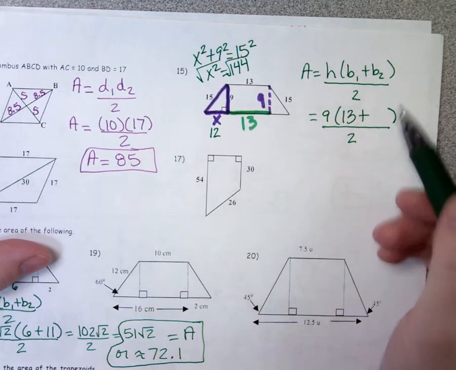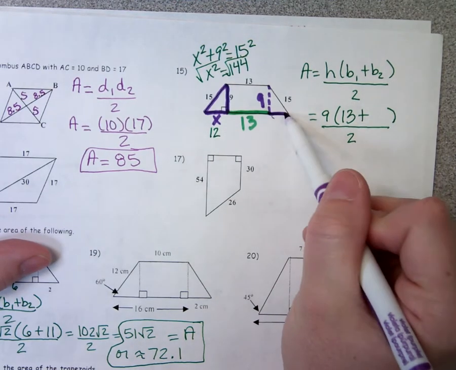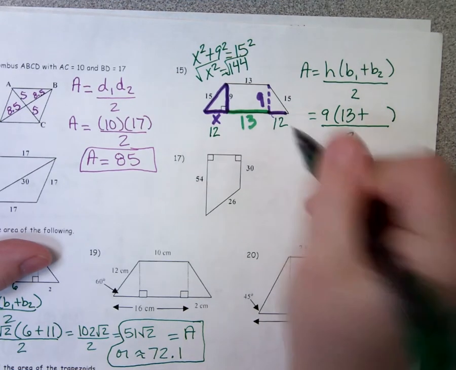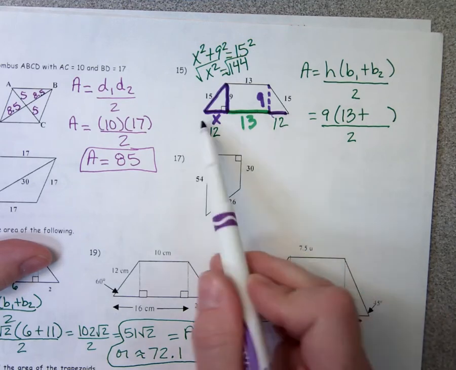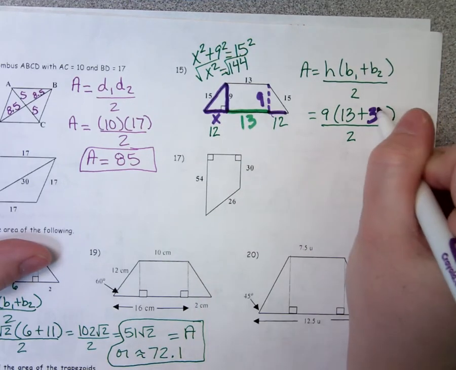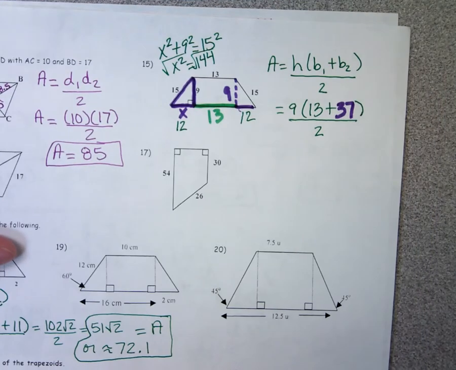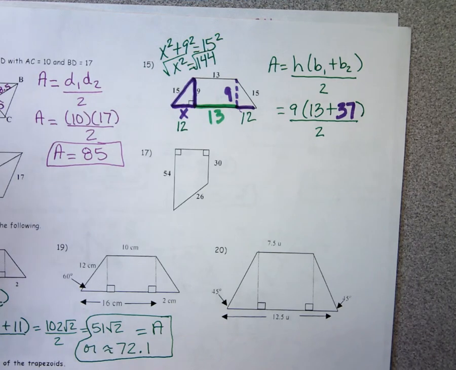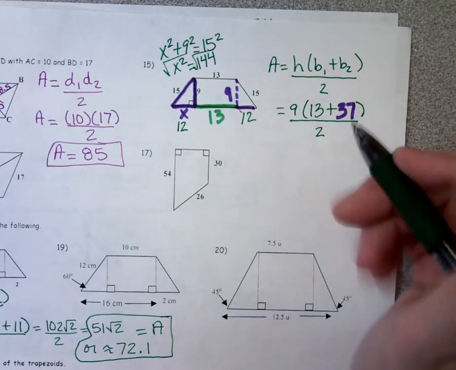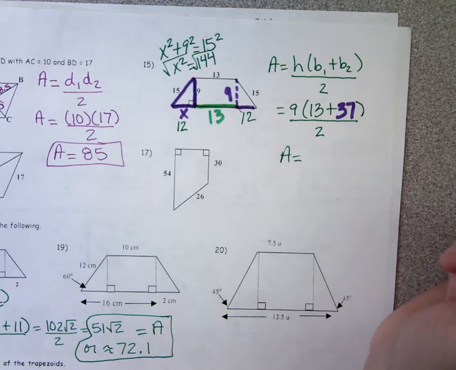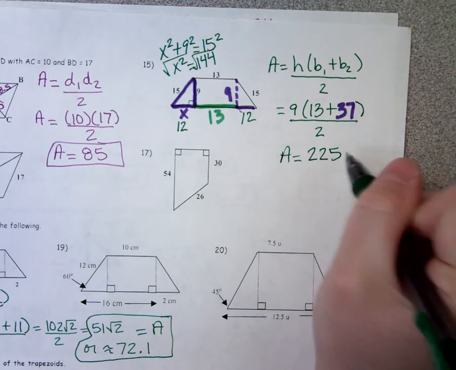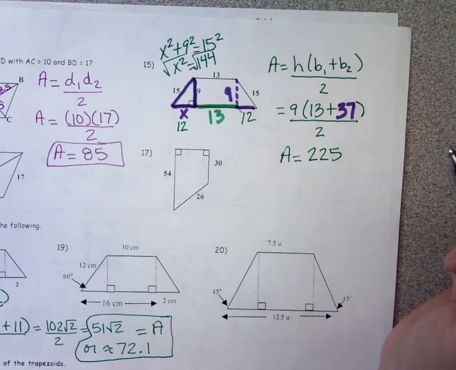So that's a 12. What do you think this little piece right here would be? 12, because it's the same kind of triangle, a 9 and a 15. So that would be a 12. So then how long is the whole thing, Cody? 37. So that's going to go right there. Okay, so once I know all my pieces, I can just work it out. So take a moment, and let's see what you get. 225? Does anybody need me to put it in the calculator at all for you?